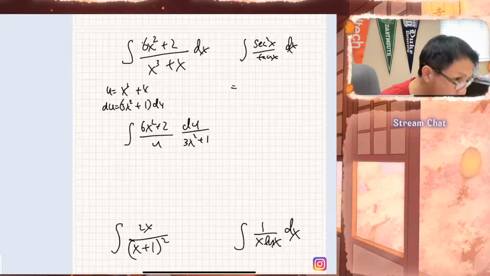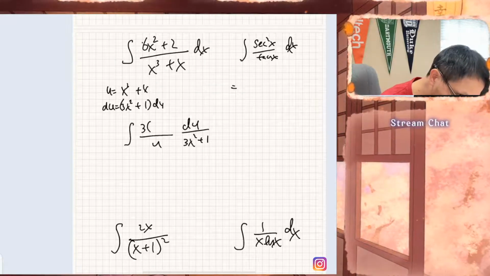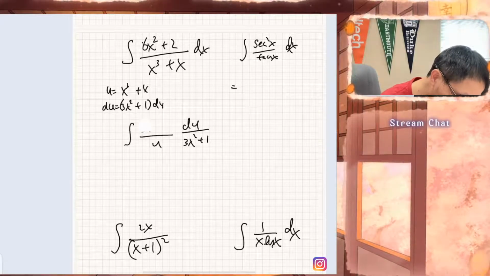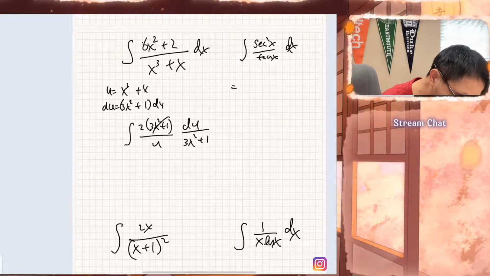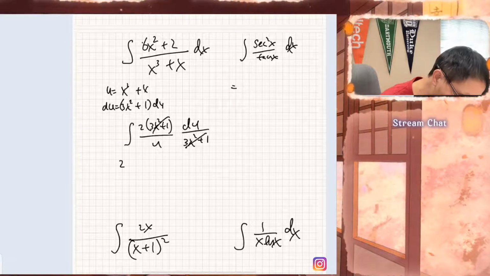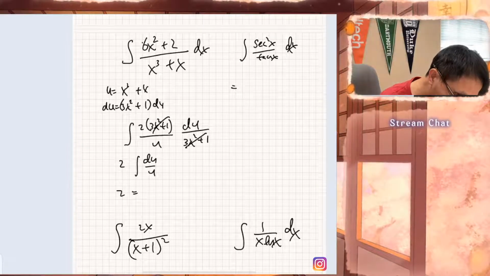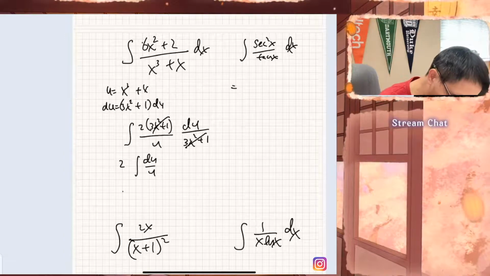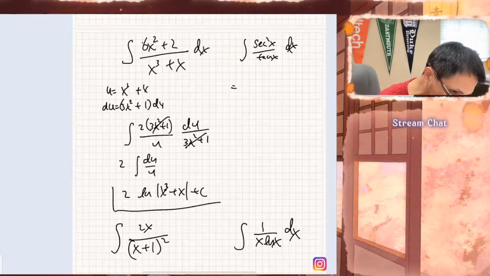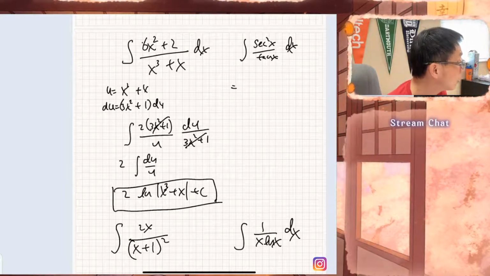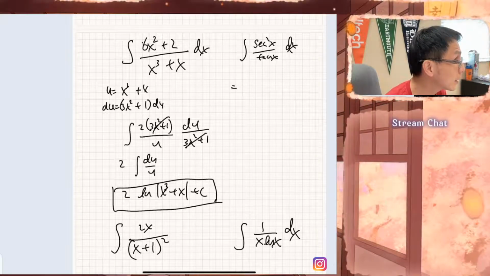So what I can do is factor out a 2 on the top, and then that's going to be 3x squared plus 1. And now 3x squared plus 1 can cancel, so it'll be 2 du over u, so it'll be 2 times natural log of x cubed plus x plus c. Mandy, you got that? Julia? Tyler, did you get that? Yeah. Okay.